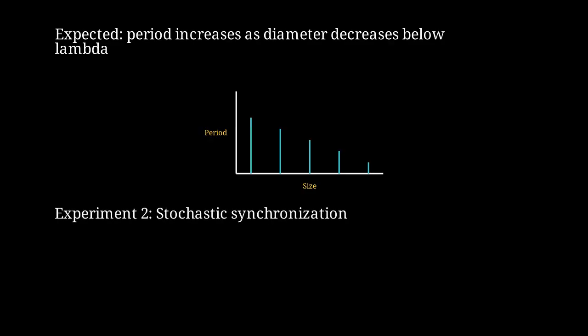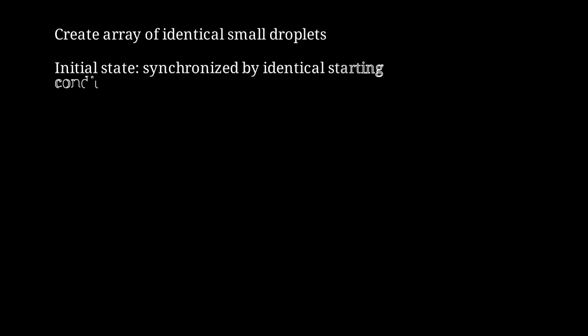The second experiment investigates stochastic synchronization in droplet arrays. Create a two-dimensional array of identical small droplets in contact with each other. Start with synchronized initial conditions so all droplets begin oscillating in phase. Observe how the phases of different droplets gradually spread out due to stochastic effects. Measure the phase coherence time as a function of droplet size to quantify the effect.